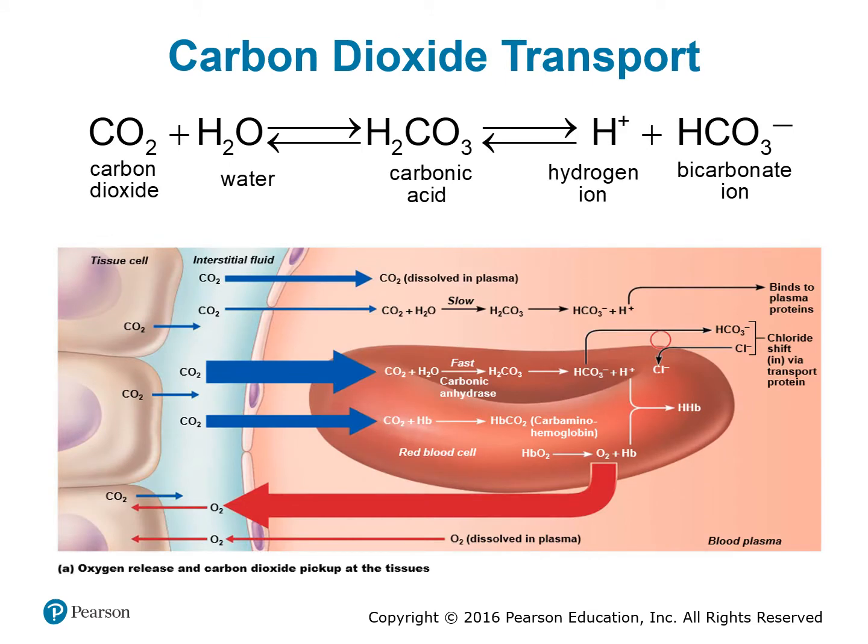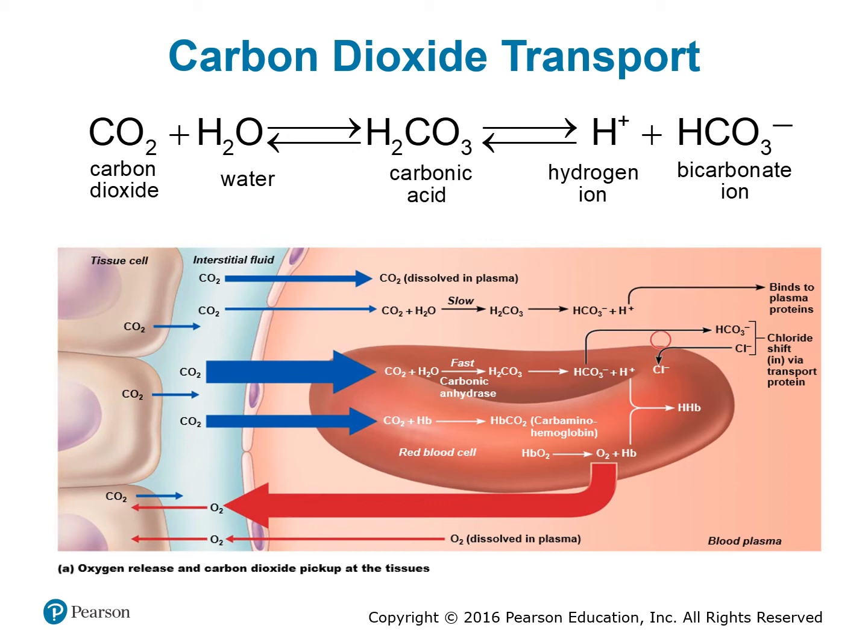Carbon dioxide is transported in our blood in three forms. Approximately 7 to 10% of it is dissolved in our plasma. 20% of it is bound to the globin part of hemoglobin, and this is referred to as carbaminohemoglobin. And the remaining 70% is transported as bicarbonate ions. The formation of bicarbonate ions involves carbon dioxide combining with water to form carbonic acid, which quickly dissociates into bicarbonate and hydrogen ions.